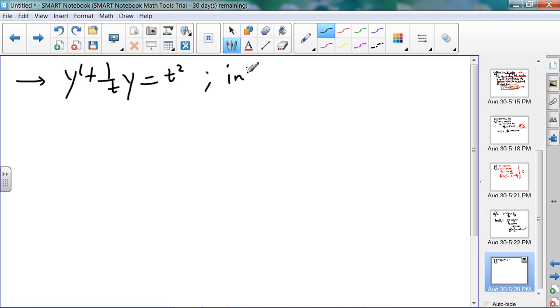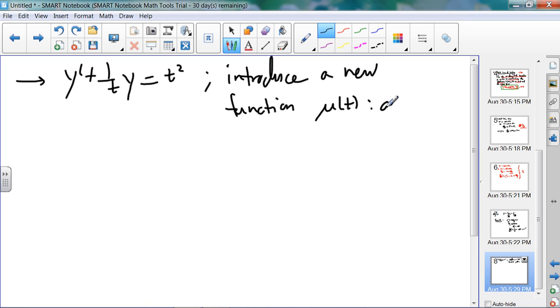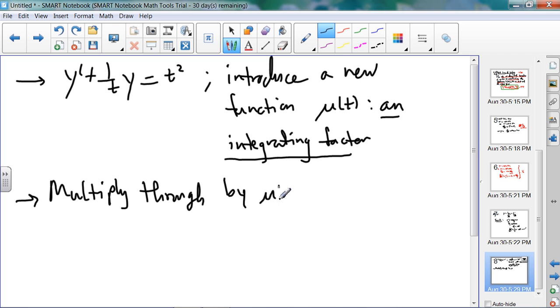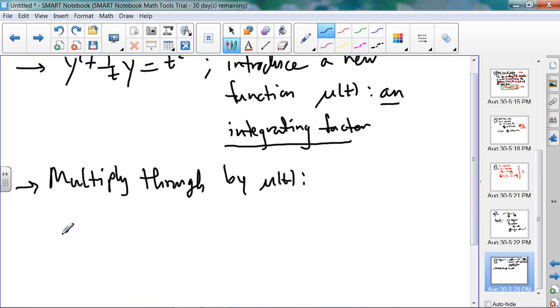So let's introduce a new function, we'll call it mu of t. And this function is going to play an important role. It's going to be called an integrating factor. And we'll see why in a second. So with this new function, the idea is going to be to multiply through by this mu of t. So we're going to multiply the entire equation by mu. So that means every single term gets a mu in there.